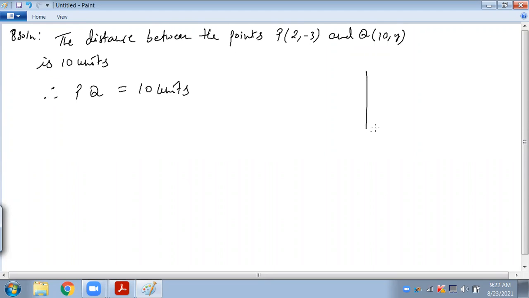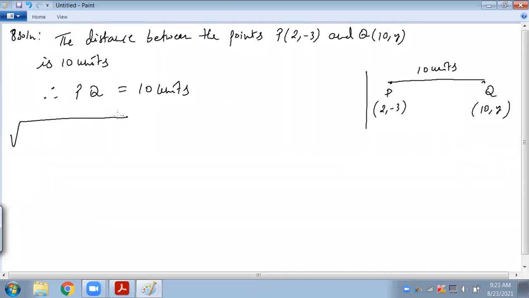Okay, now we have P, we have Q, and the distance between this P and Q is 10 unit. And P is 2 comma minus 3, and Q is 10 comma y. Okay, now since the distance between the point P and Q is 10 unit, we have taken PQ equal to 10 unit. Now PQ means the distance between the point P and Q, and by formula we can take square root of x2 minus x1 whole square. If you know something, we always take the formula on the left side. That is the rule we apply always.